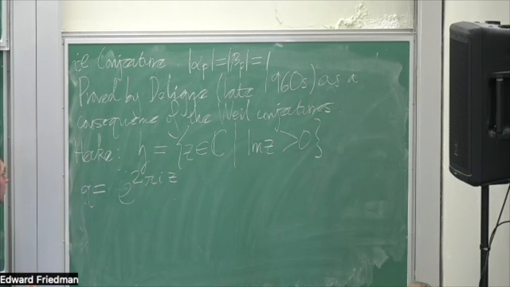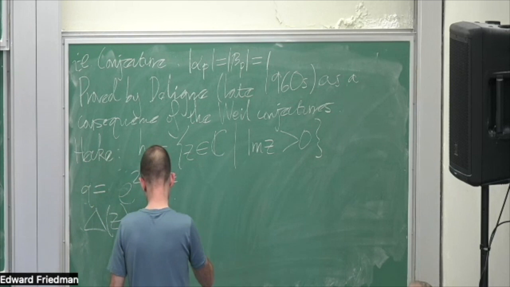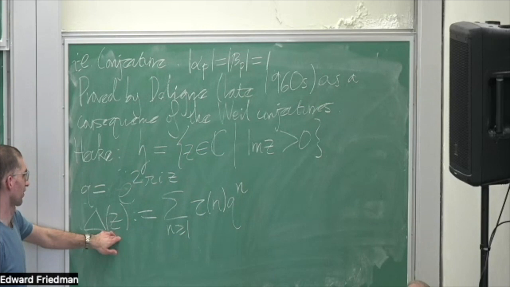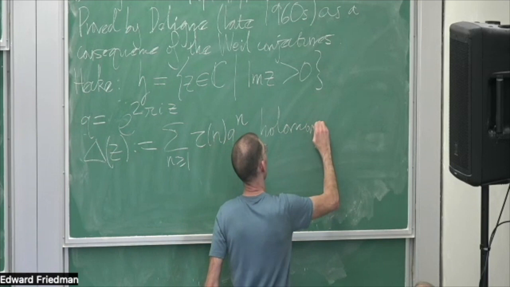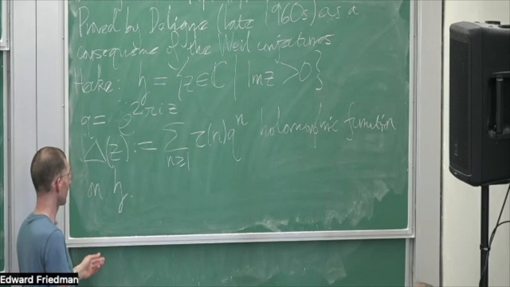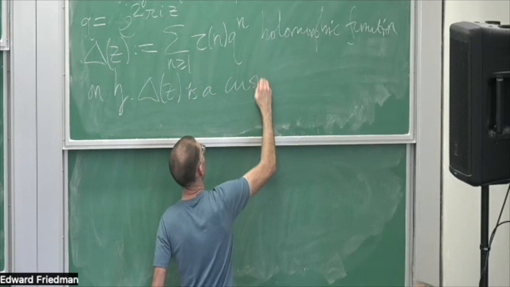If I do that and substitute, this is just some Fourier expansion of some function. So the Ramanujan delta function is by definition literally this function I defined above: the series in q to the n, but now q is a function of z. So this is a holomorphic function on the upper half plane. And as probably many of you know, this is an example of a modular form. Delta is in fact a cuspidal modular form, and I'll explain what these words mean in a second.